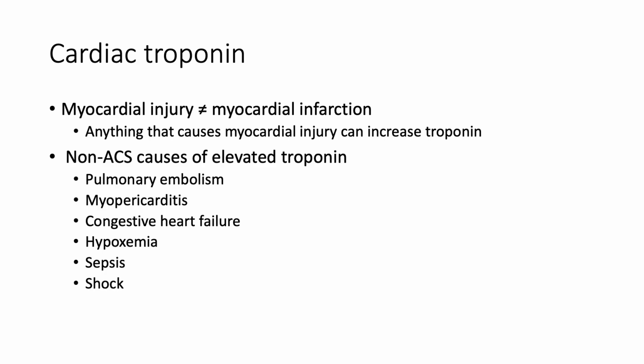And then other things like hypoxemia, like a patient with pneumonia, their oxygen saturation's in the 60s, they're not going to get oxygen to their myocardium, so they're going to have myocardial injury. That could manifest as an elevated troponin. You also see that in entities like sepsis and shock.